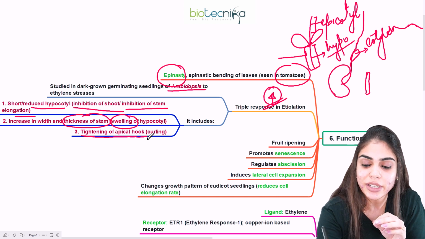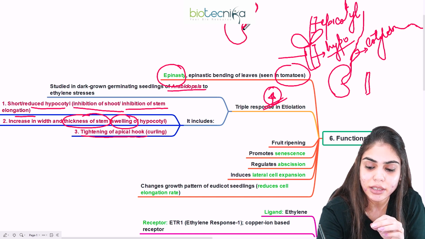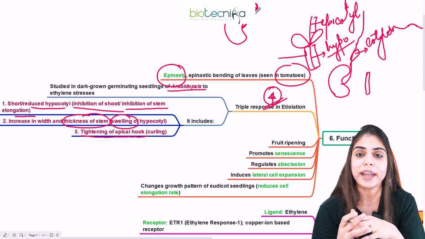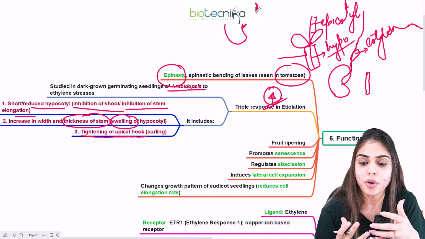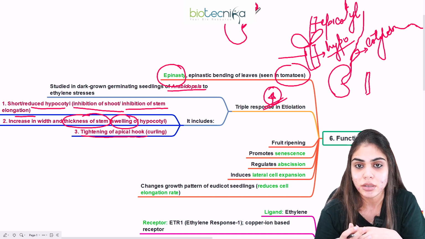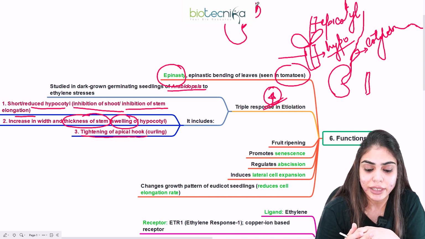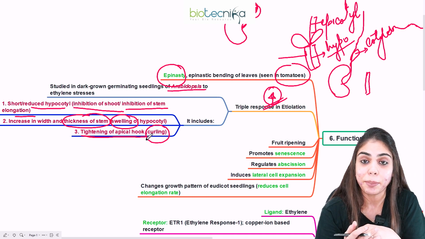So what happens when seed is germinated? There happens a tightening. You have seen this curling of leaves. So this is what is called the apical hook. So apical hook is a developmental program that happens in the process of germination in plants. So this apical hook that is formed in the presence of ethylene gets curled. That is what is called tightening of apical hook.